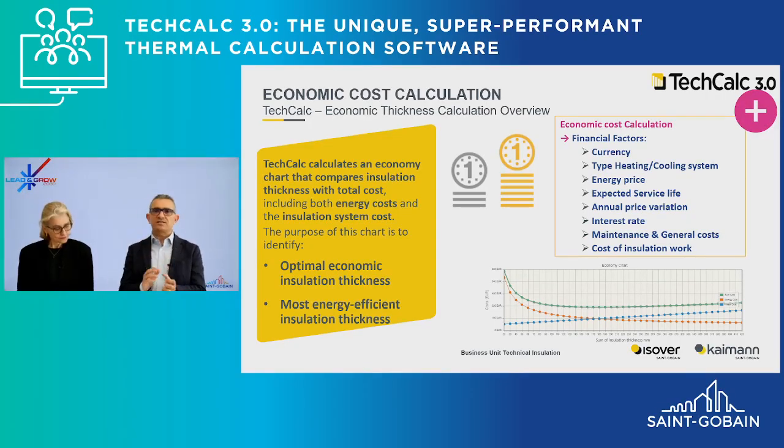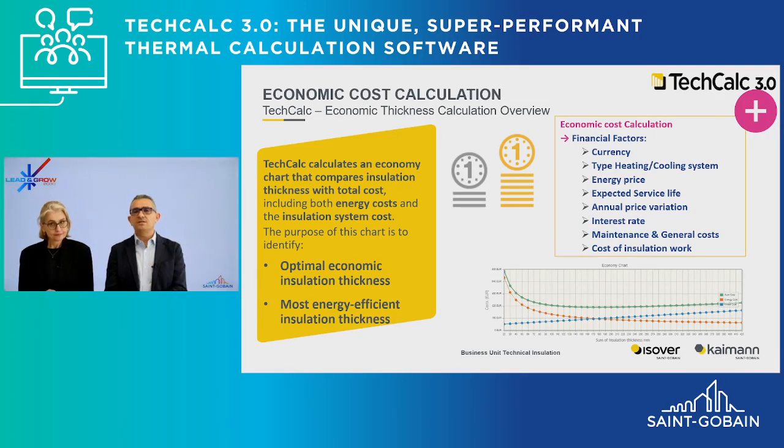To do this type of calculation, it's necessary to include some financial factors, for example, the currency, the type of heating, the cooling system, the energy price, the expected service life, 10 years, 12 years or 20 years, of course, the annual variation of the energy price, the interest rate of your investment, and other general costs such as maintenance or the cost of insulation work. With this type of graph, we can show the industrial sector how to choose the optimal economical insulation thickness. All right. And what about audits?